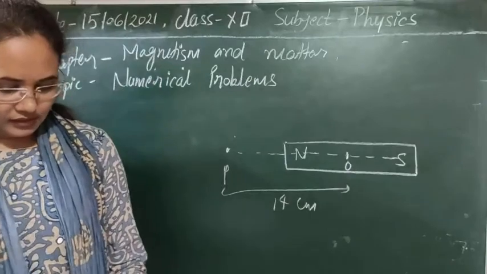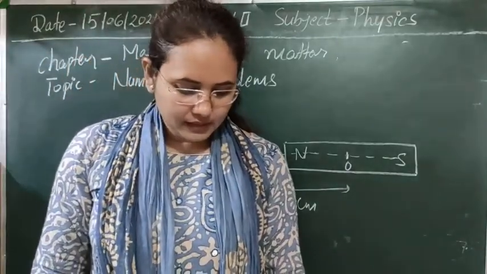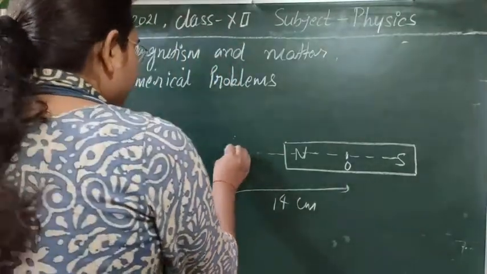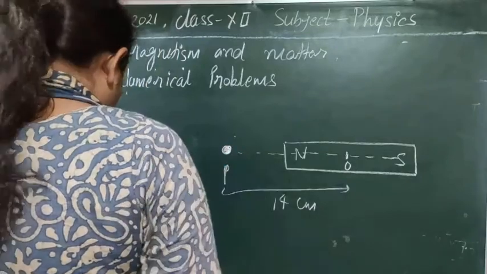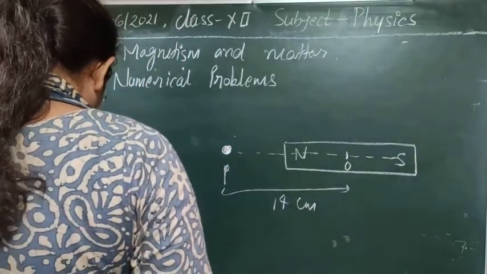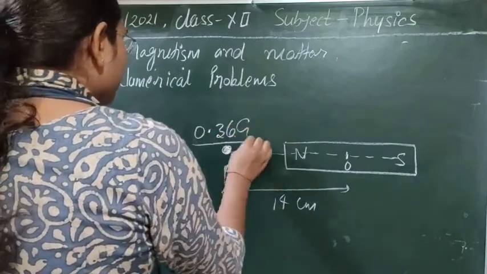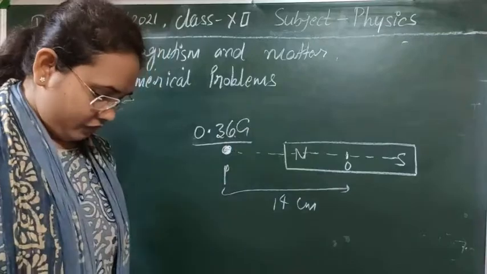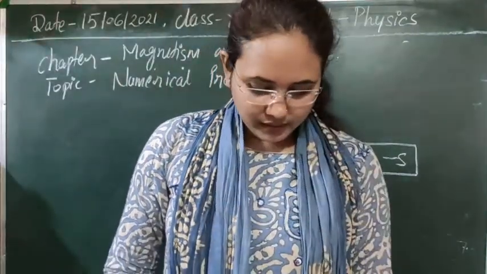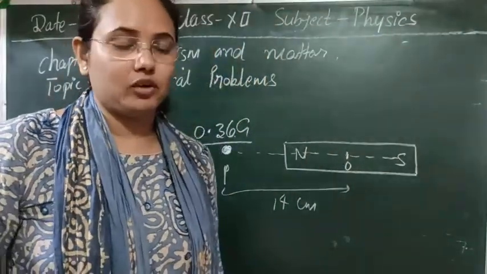Next one is the Earth's magnetic field at the place is 0.36. So at this place where we have got the null point, that is 0.36 Gauss. This is given to us. Next, it is asked, what is the total magnetic field on the normal bisector of the magnet at the same distance as the null point from the center of the magnet?